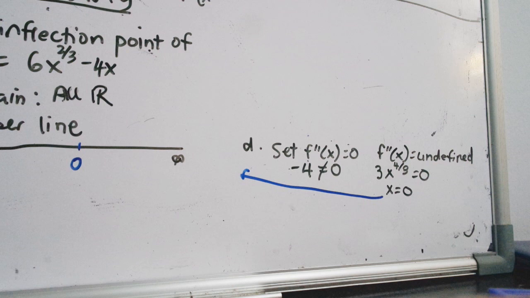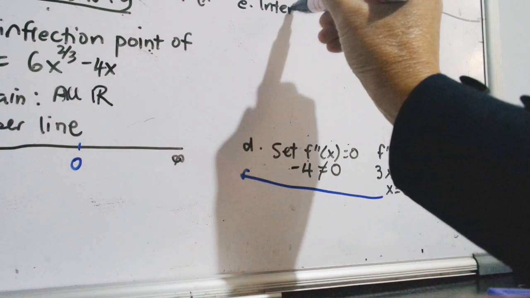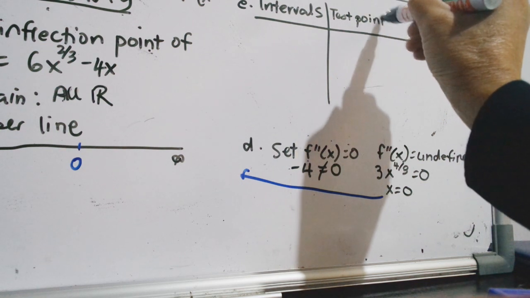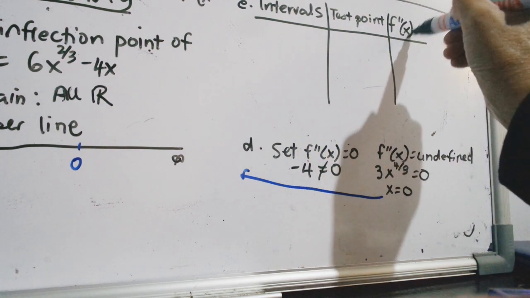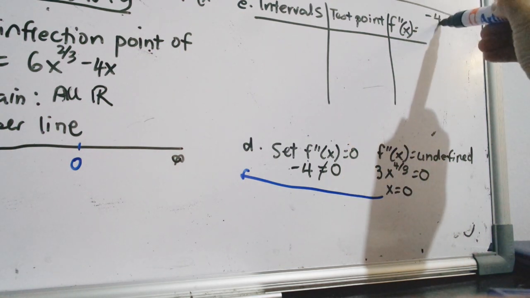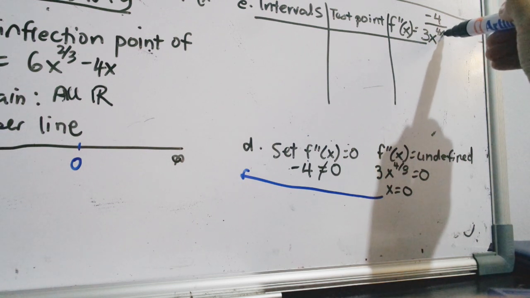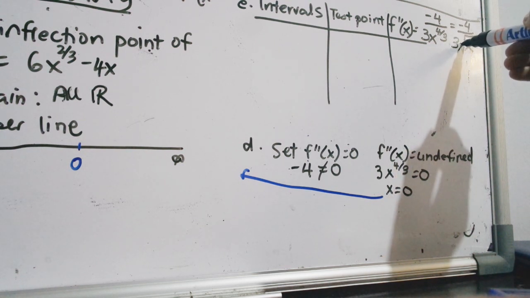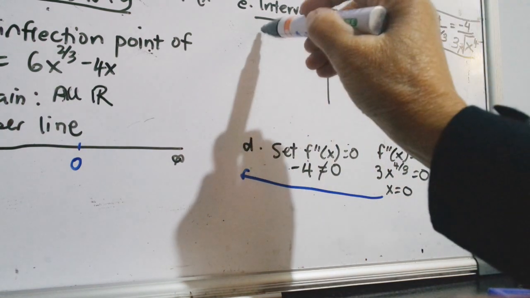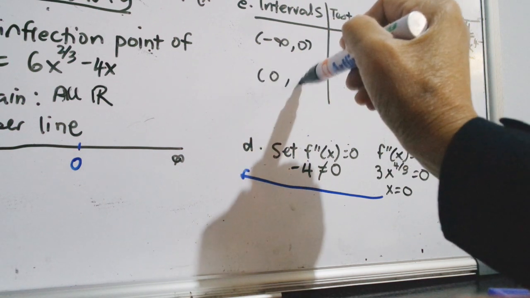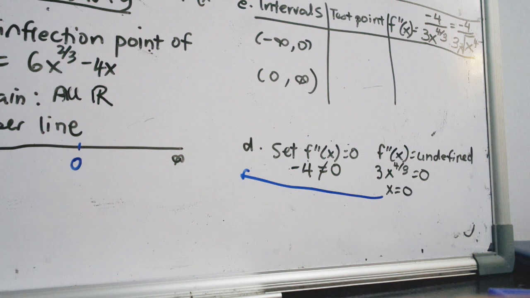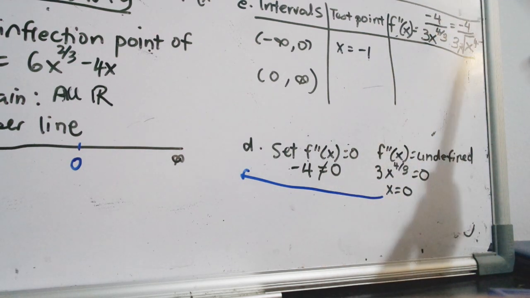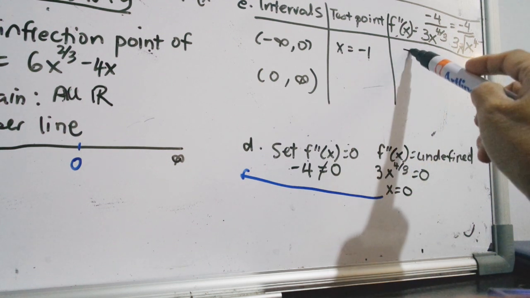Intervals, test point, and f double prime of x, which is minus 4 over 3 times the cube root of x to the 4th. Minus infinity to 0, and 0 to infinity. Take a test point from minus infinity to 0: x equals minus 1. Put it inside the double prime. Minus 4 is negative, so we have a negative value.